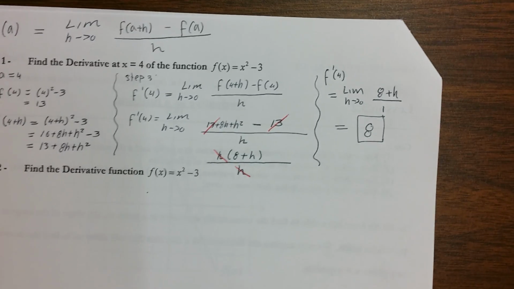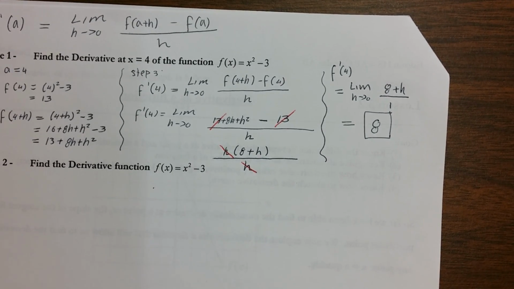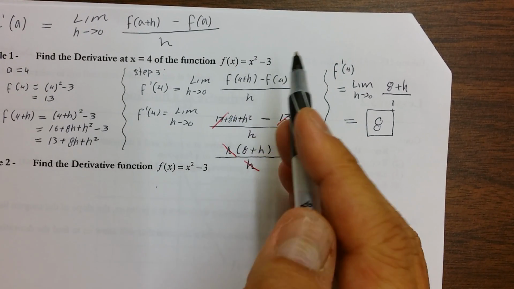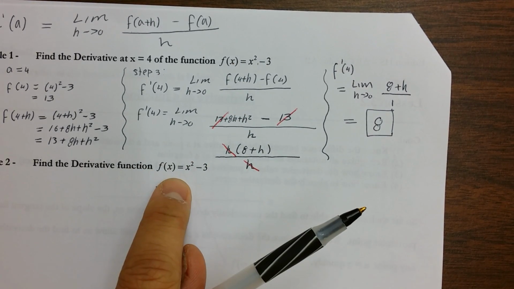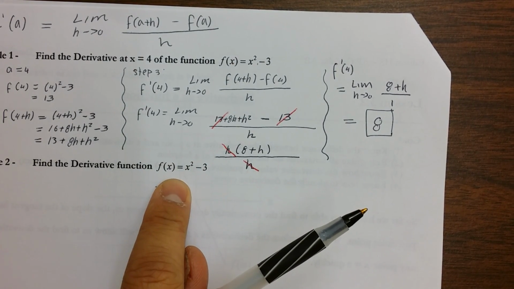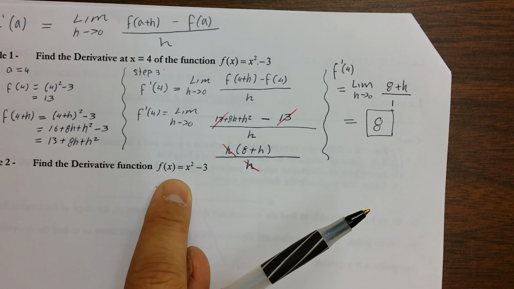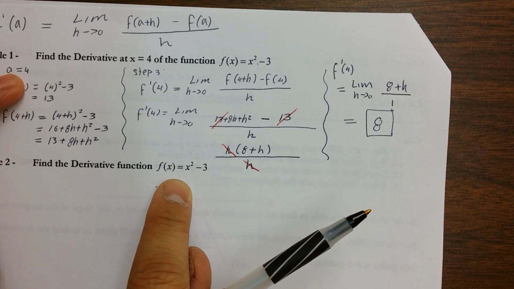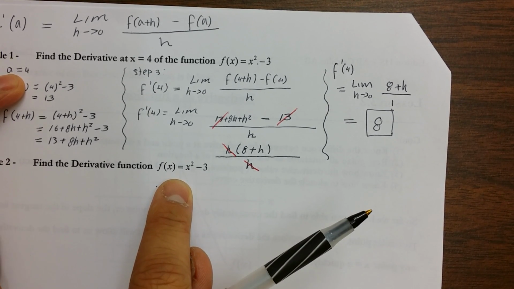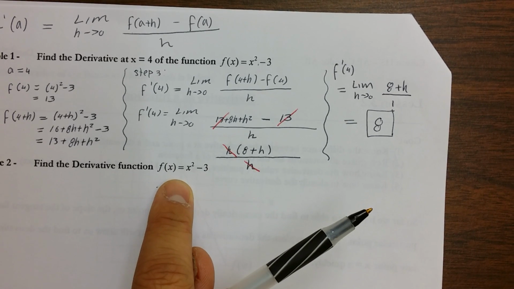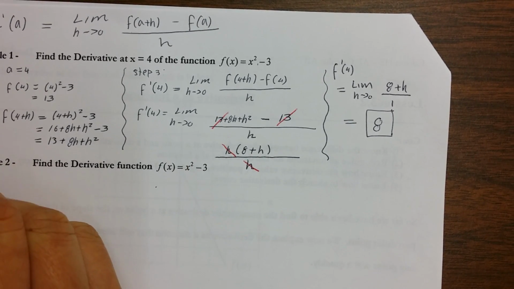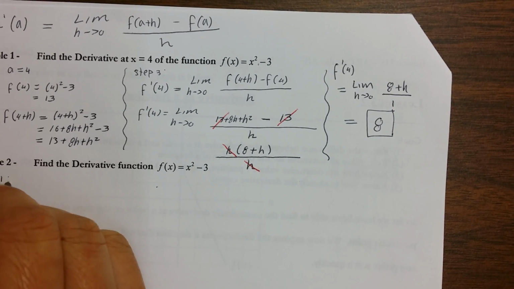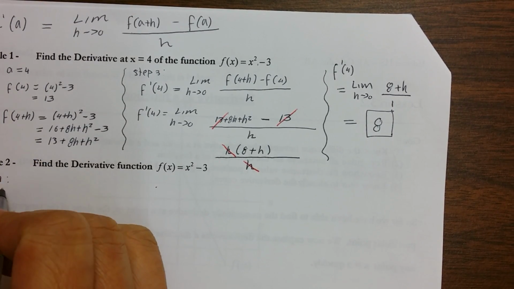Now let's go ahead and find the derivative function for the same function. Okay, for the same original function. So find the derivative function. Now, when you find the derivative function, you don't have step 1. You're not looking for the derivative at a specific point. So you don't have step 1. You just directly go on to step 2. Okay? So in step 2, and I'm just going to call step 2 our first step.